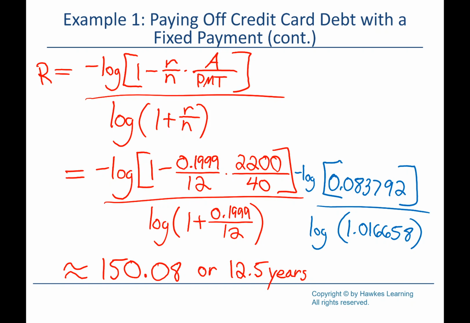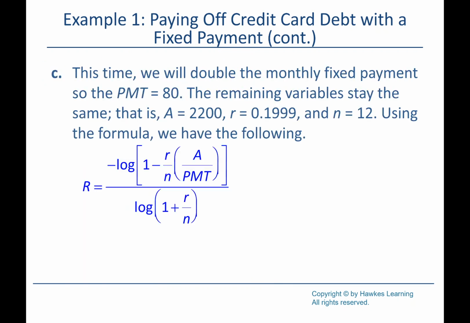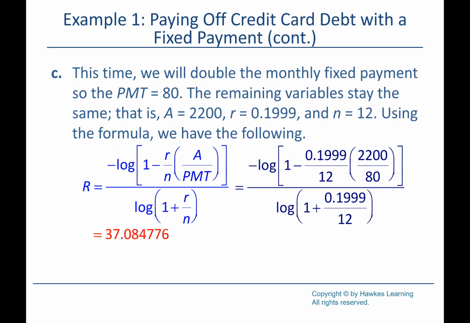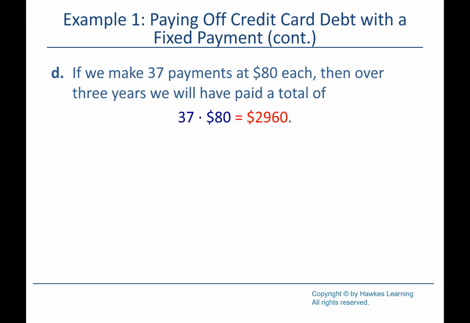Okay. So if we double our payment to $80 a month, how long is it going to take us? It's going to take about 37 months. That's a lot better than 150. So that's a little over 3 years instead of 12 and a half. And then how much do we end up paying if we pay $80 a month? We end up paying $2,960, which is much better than $6,000 for the thing.